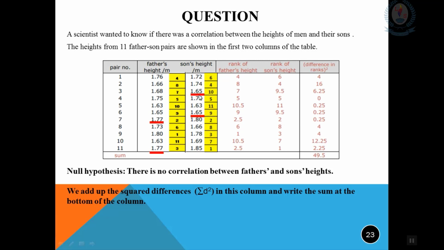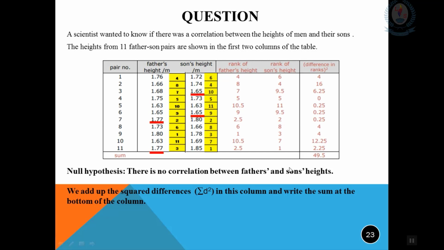So likewise, I have done the same thing in this column also. 1.65, we have two equal numbers. So the ranks are 9 and 10. You have to give a number in between the two values. So it's 9.5.